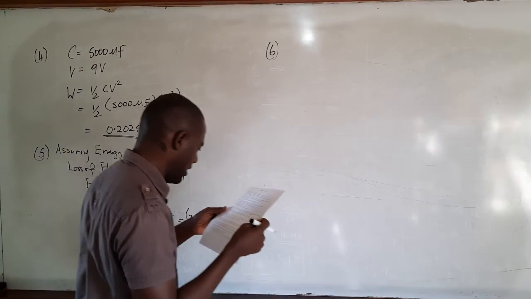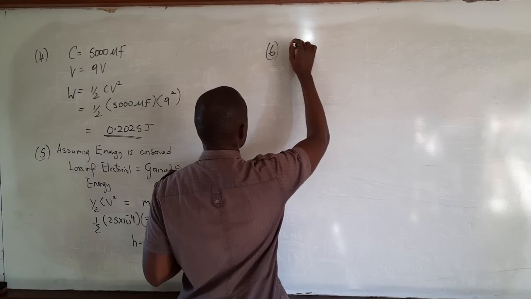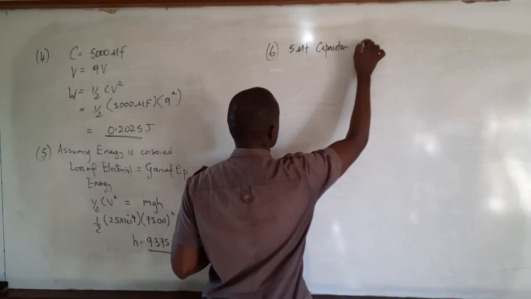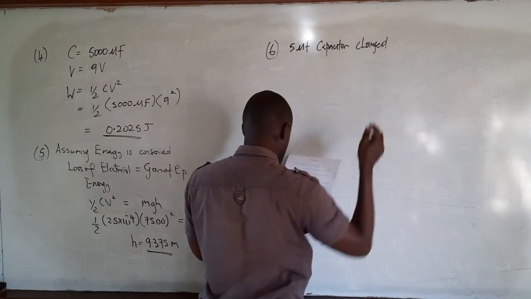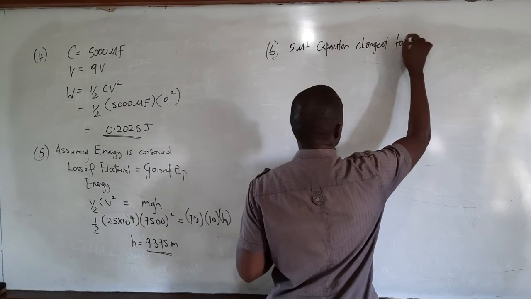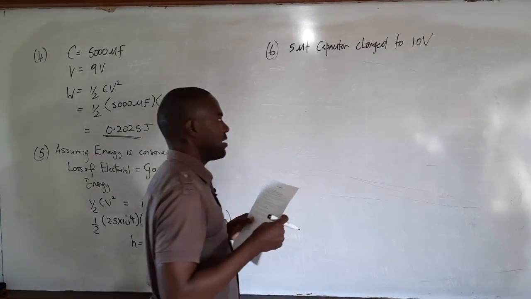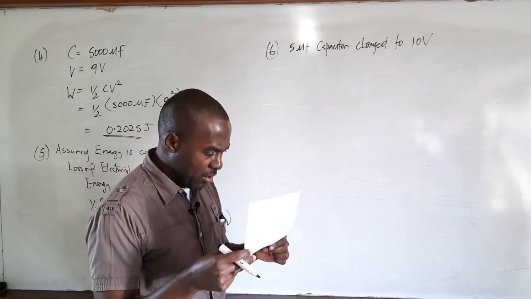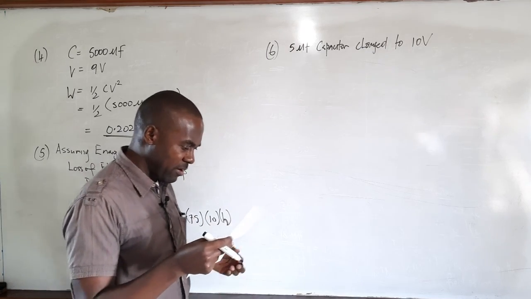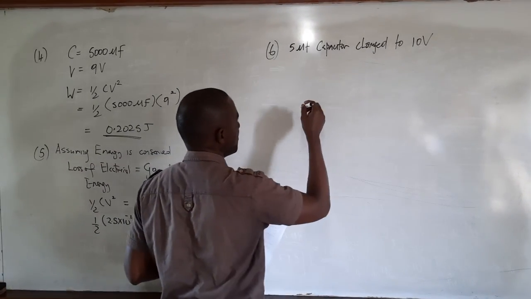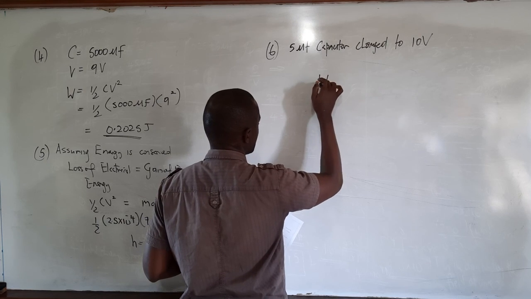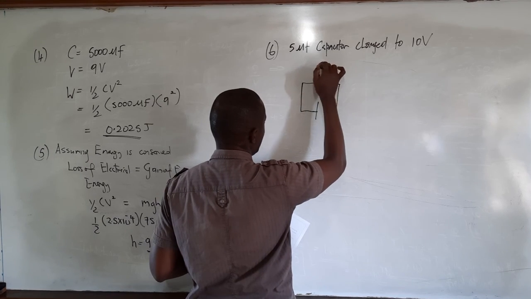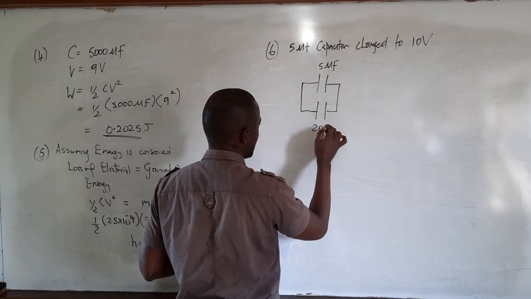So initially we have a 5 microfarad capacitor which was charged to a PD of 10 volts, right? And then that capacitor will be removed and connected across an initially uncharged capacitor of capacitance 20 microfarads. So after that has taken place, we have a circuit looking something like this. Right? So we have a 5 microfarad capacitor and a 20 microfarad capacitor.